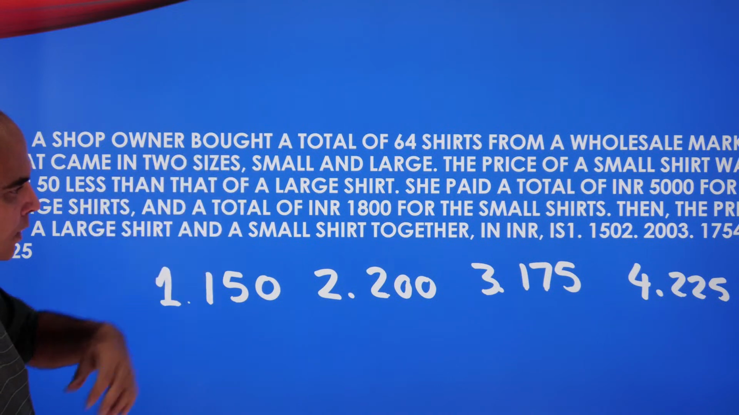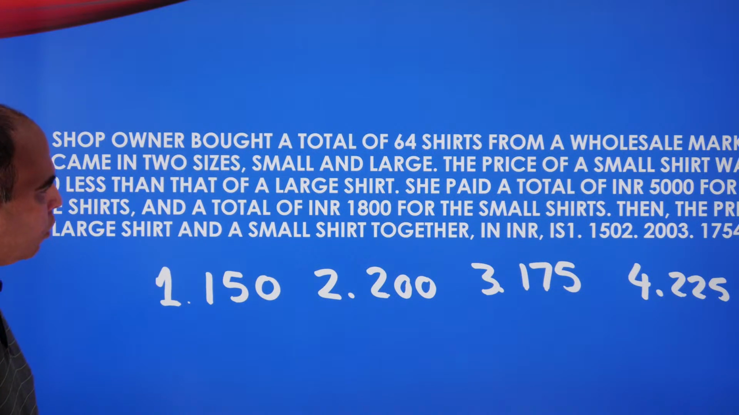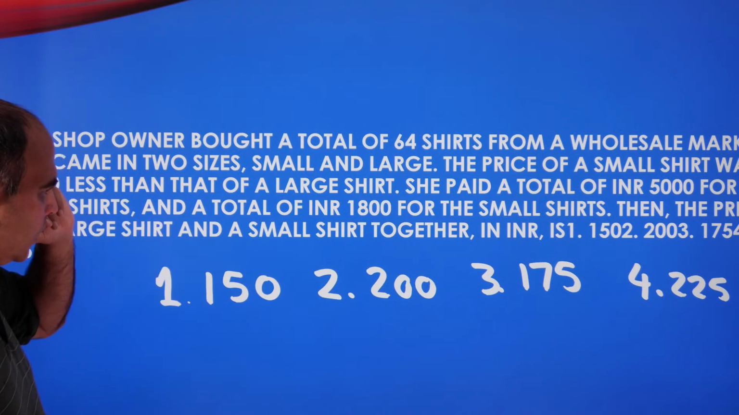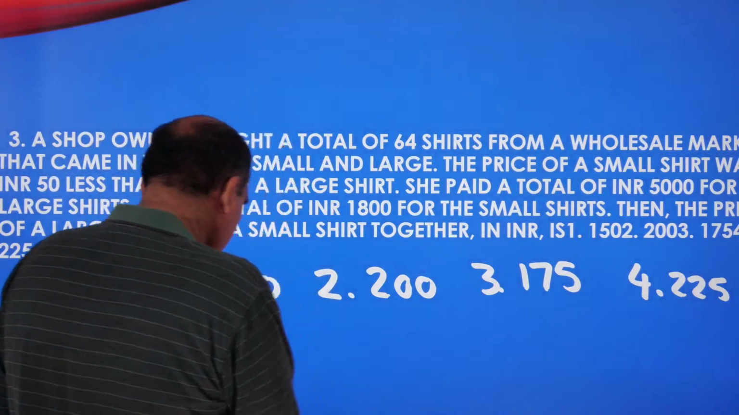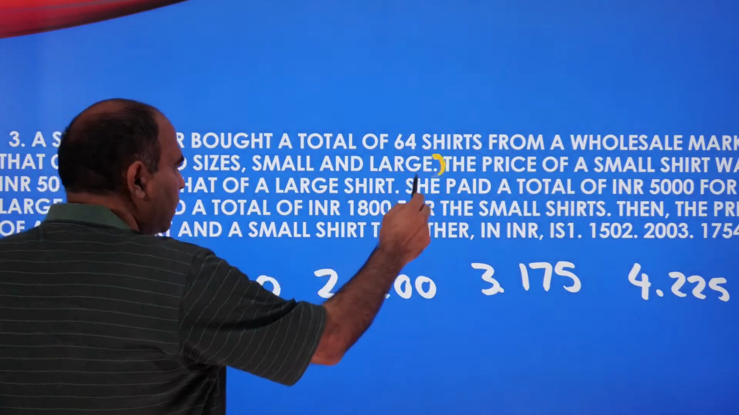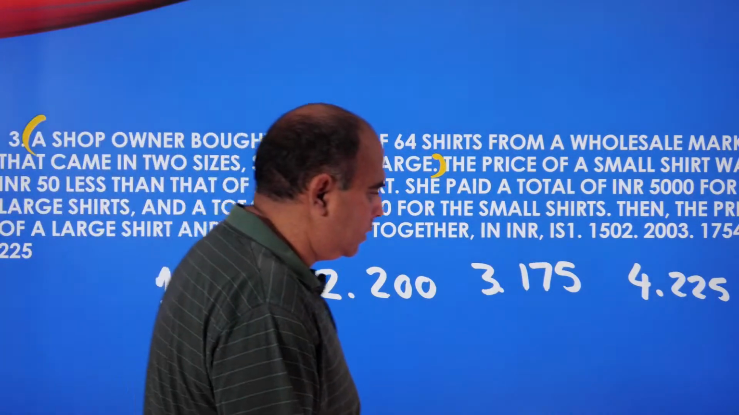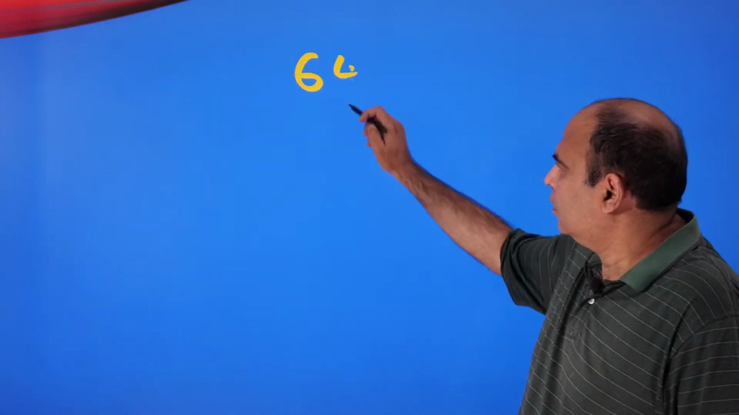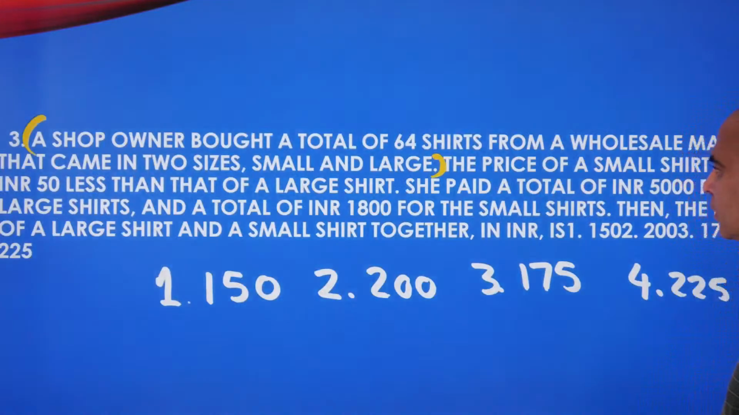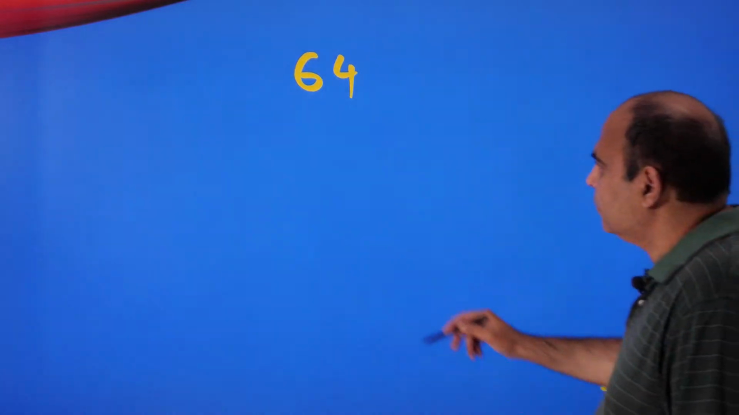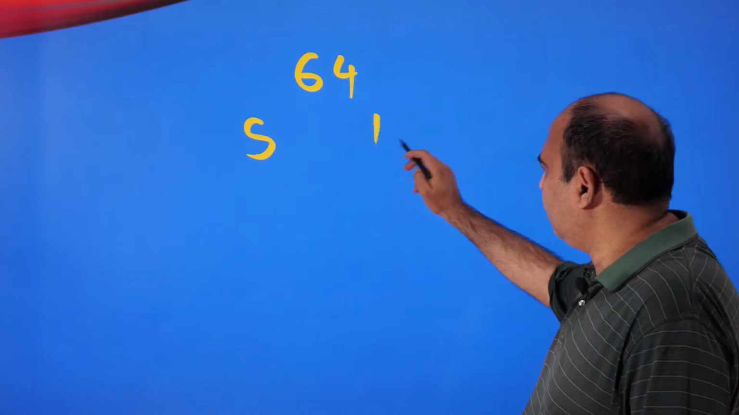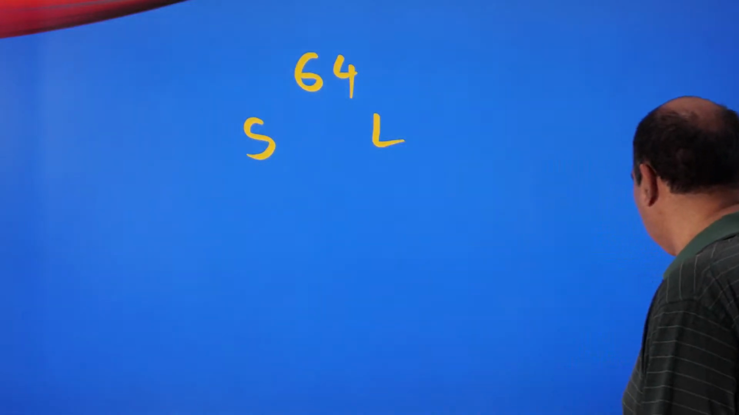A shop owner bought a total of 64 shirts from a wholesale market that came in 2 sizes, small and large. Okay, first reaction. First things first. There's the shopkeeper. What has he done? He has bought 64 shirts in 2 sizes, small and large.